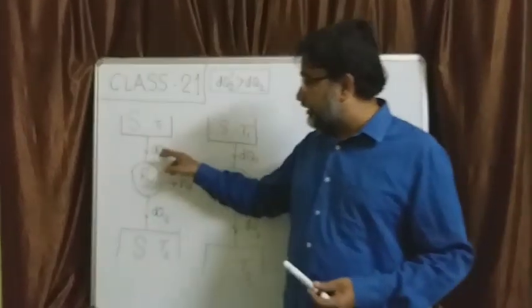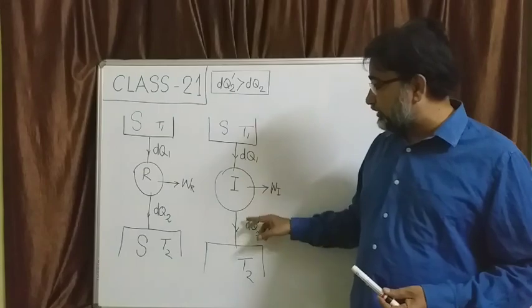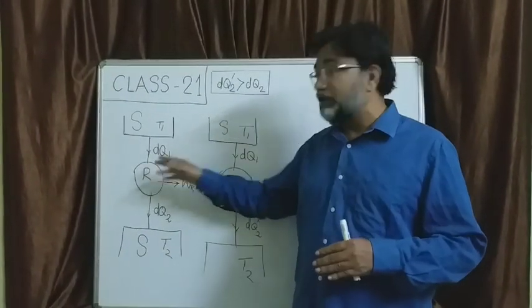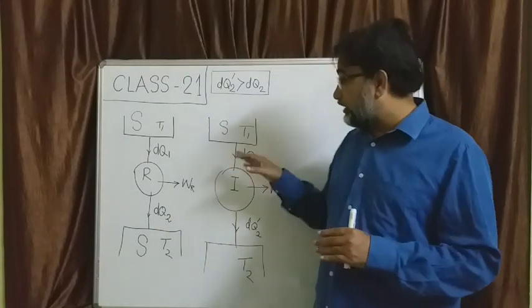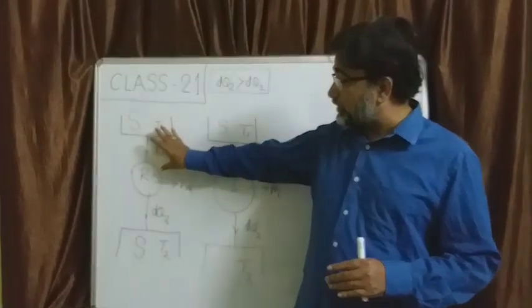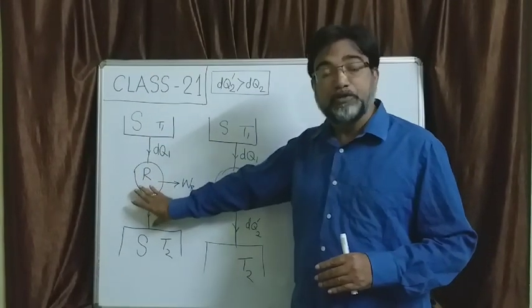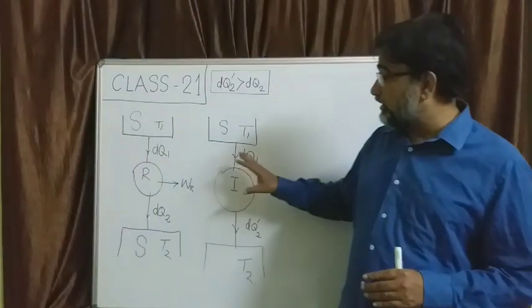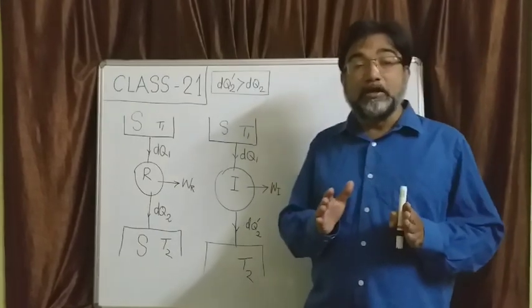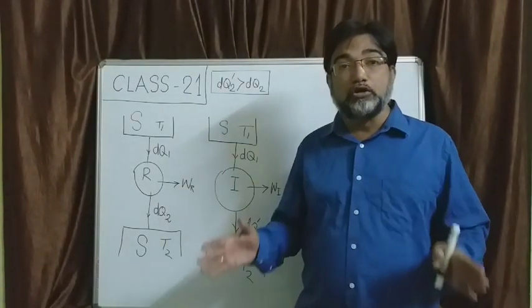Now there are two heat terms here, and two heat terms here. So there will be two dq by T terms here, and two dq by T terms here also. We will list out the dq by T terms for the reversible cycle, and for the irreversible cycle, add them and see whether they are equal to 0 or not.